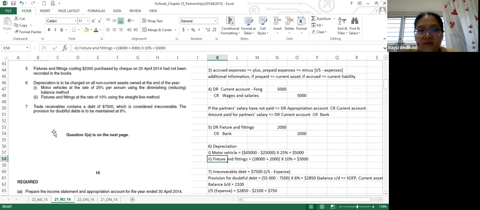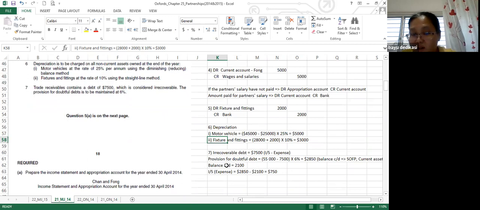The next, number 7, the trade receivable contains a debt of 7,500, which is considered irrecoverable. That means this is irrecoverable debt. Your double entry is debit irrecoverable debt and credit the trade receivable. So this amount appears as an expense.